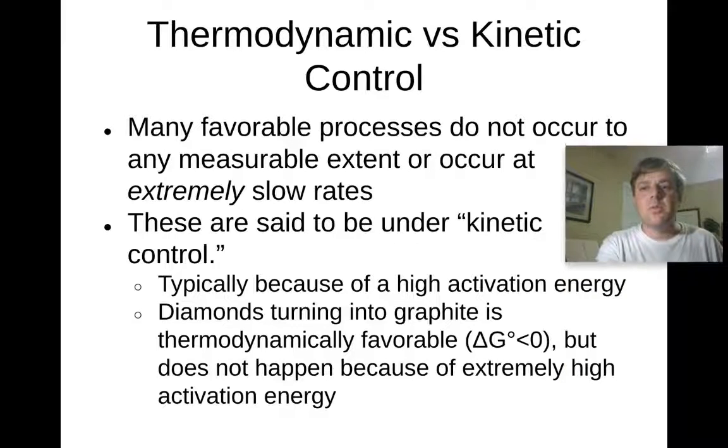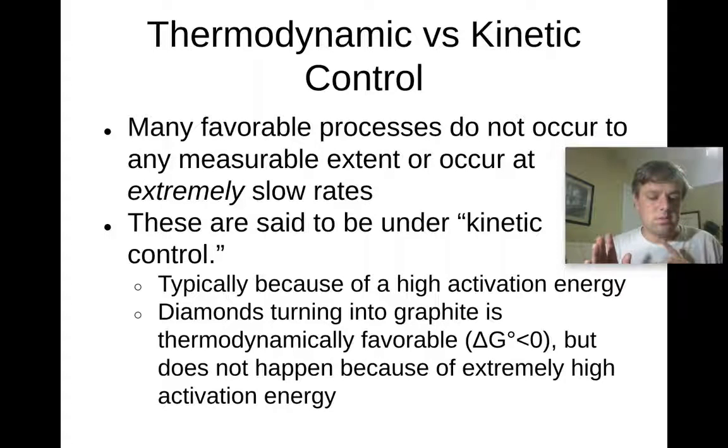One example of that is diamonds turning into graphite. A diamond is a much more ordered three-dimensional structure than graphite. It's lower in energy. The Gibbs free energy change is negative, but this reaction never happens because those covalent bonds in a diamond are so strong that the activation energy is enormous. So diamonds don't just decompose back into graphite.